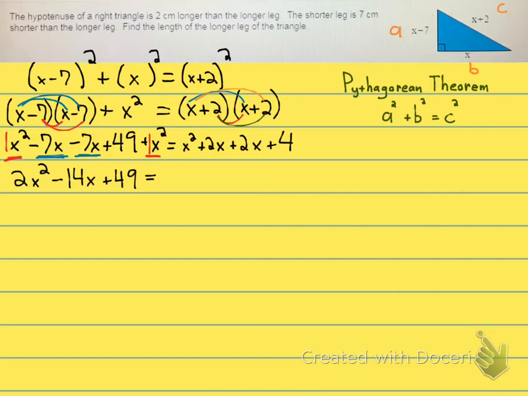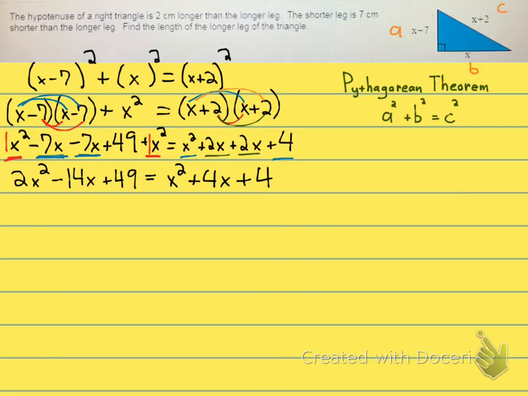All right, let's look at the right side. Can I combine like terms? Sure can. I have 2x plus 2x. That's it. So this x squared will drop down. 2x plus 2x is 4x. And then just drop down this plus 4 right here. All right, I have distributed, and I have combined like terms.